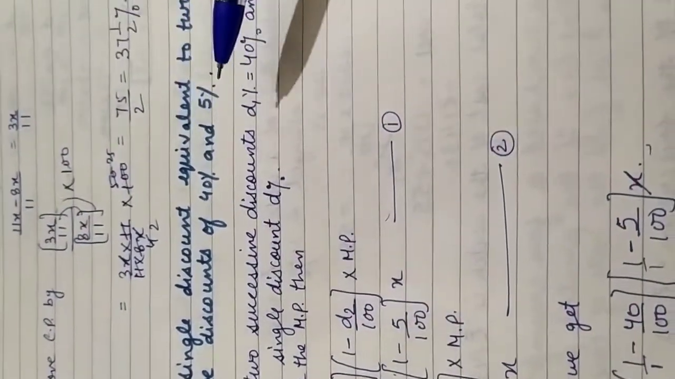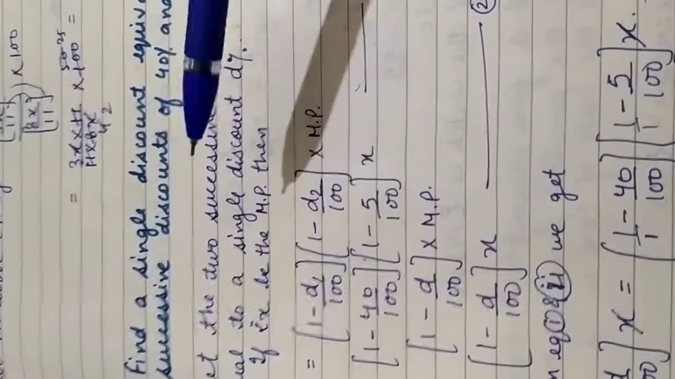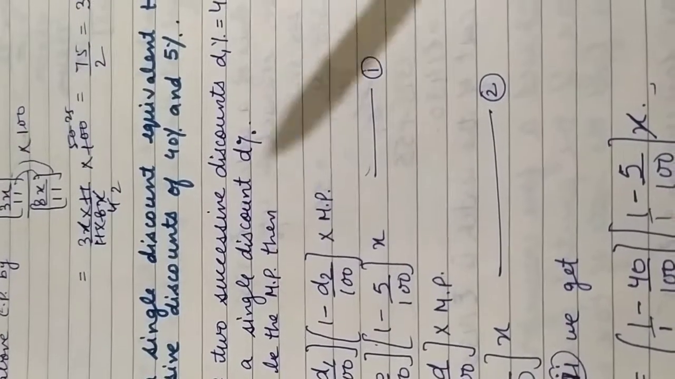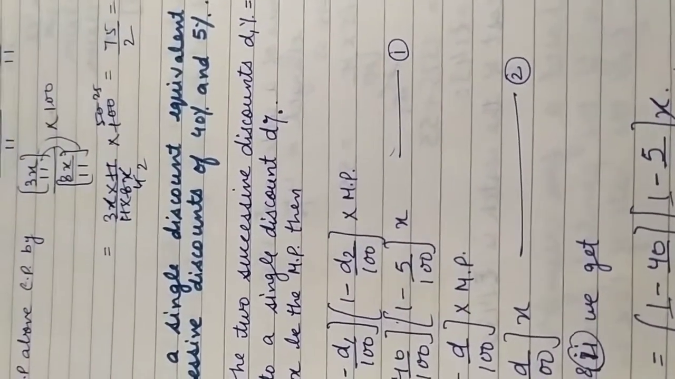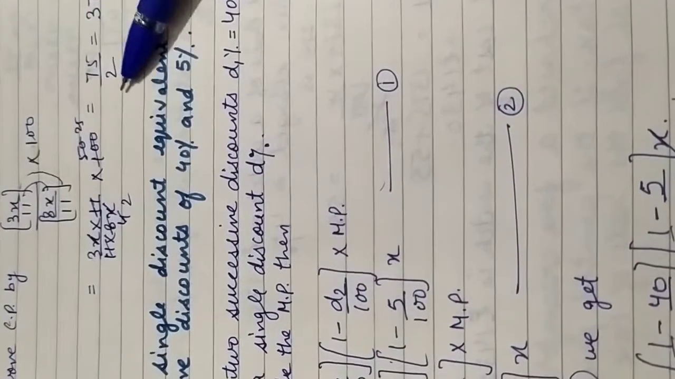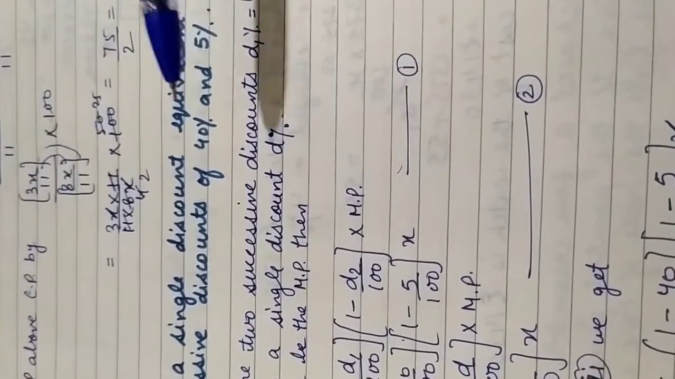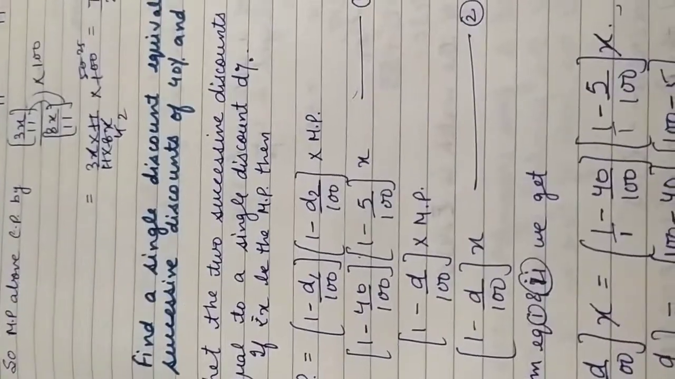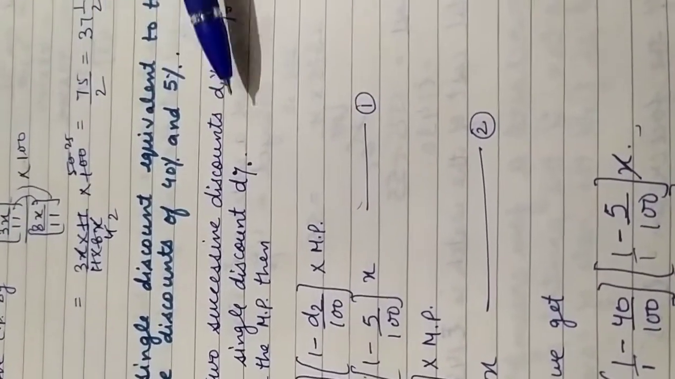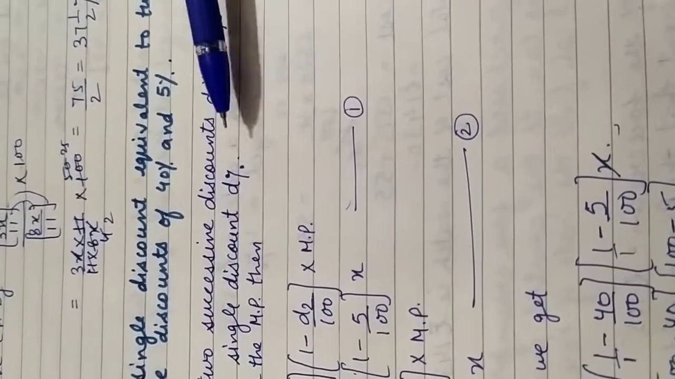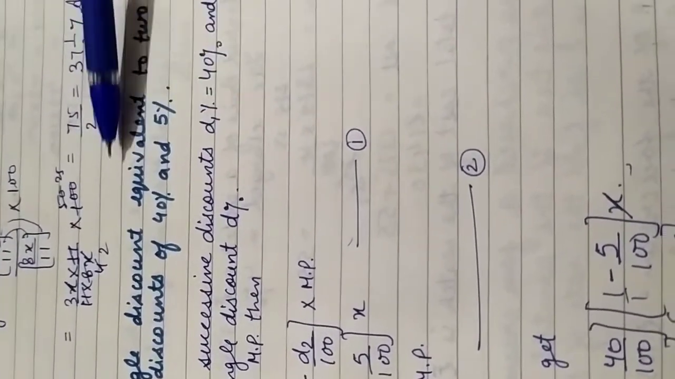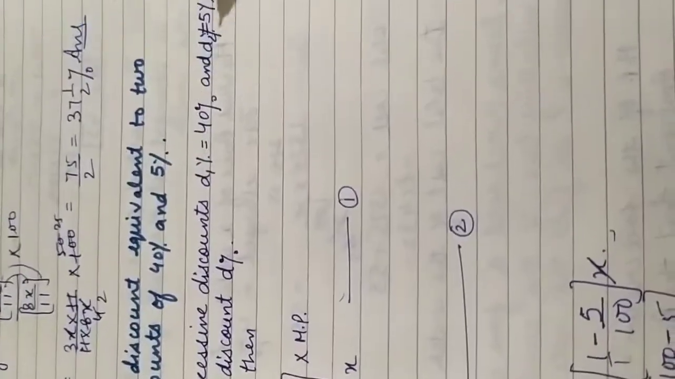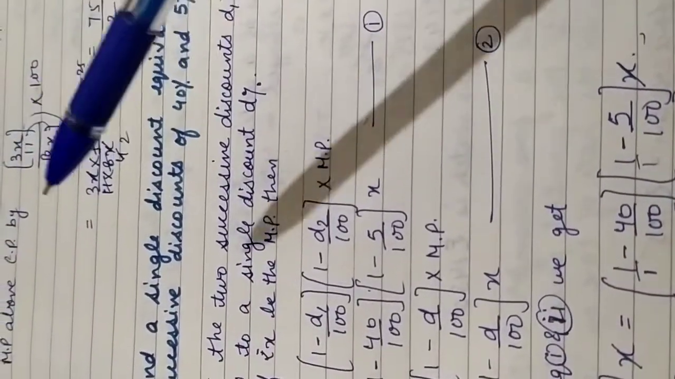Find a single discount equivalent to two successive discounts of 40% and 5%. I have told you the formula for successive discounts in the previous video. When we have two or more discounts, we have to put the formula. So let the two successive discounts be assumed: this is D1, 40%, and this is D2, 5%, and it has been asked with the single discount.